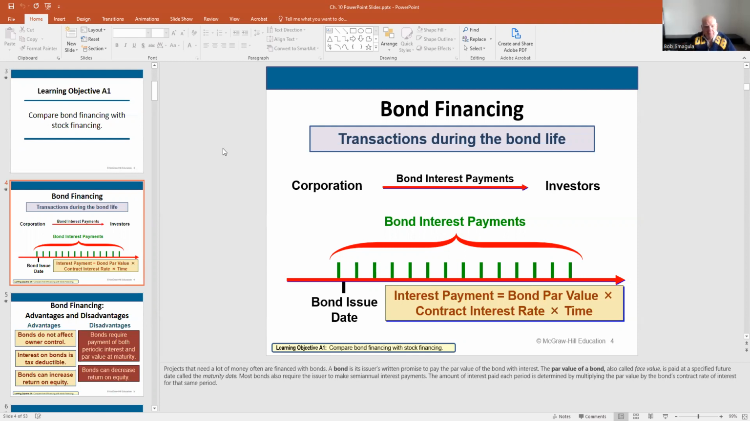The company might have a 30-year bond. Let's make it a long one. And the deal might be the company's not going to pay you back your $100,000 for 30 years. But throughout those 30 years, you're going to be accruing and receiving interest income. So we have a couple terms. The bond issue date. That's when the money changes hands at the time of borrowing.